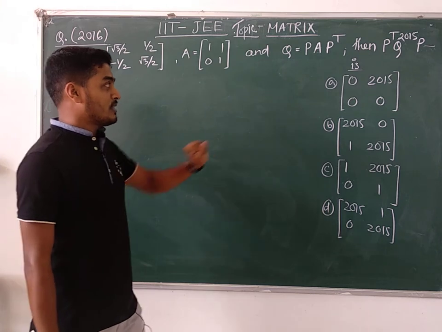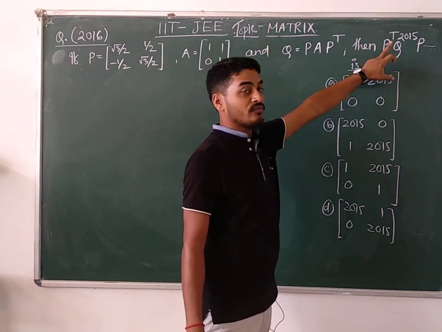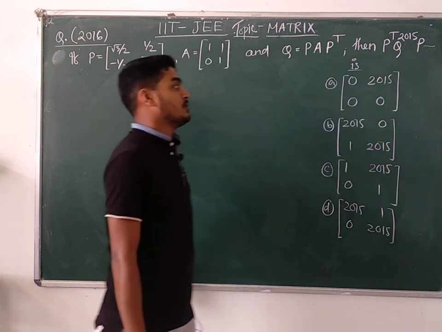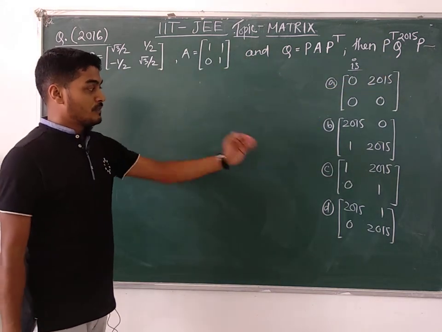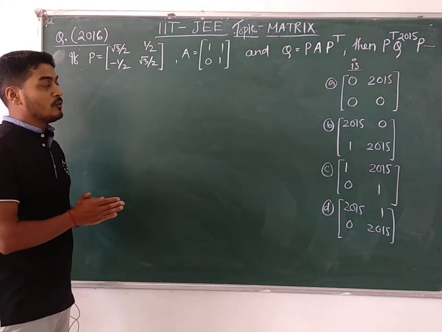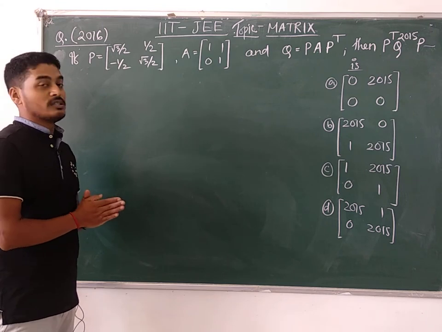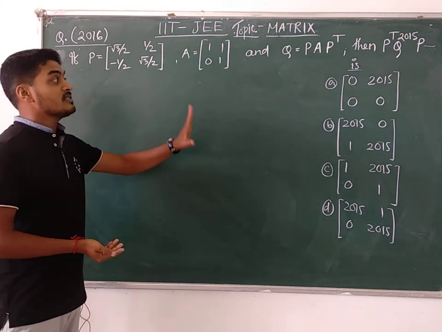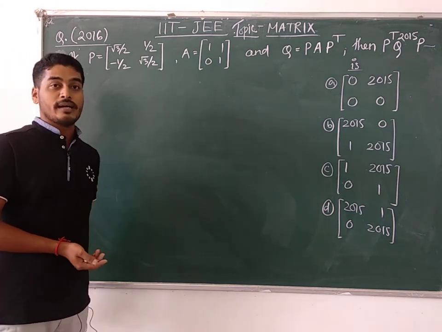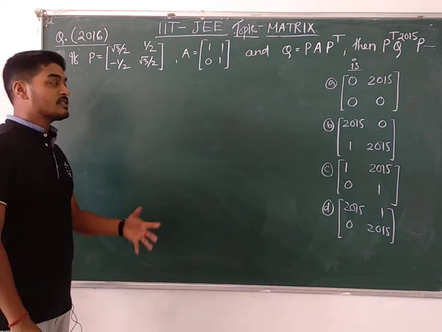Then we have to find out the value of P transpose into Q to the power 2015 into P. Four options are given. We have to select the correct one. Very simple question. Don't be confused. The important properties required to find the answer are the transpose of a matrix and the product of matrices. We have the idea, so let us try to find it out.